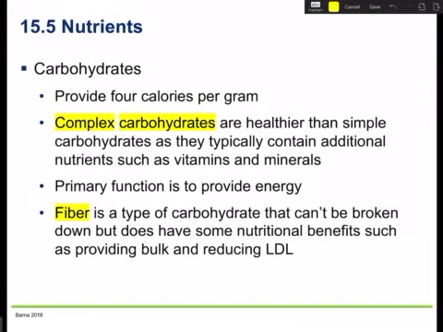Fiber is a type of polysaccharide. It is not broken down in the body, but when it makes its way into the large intestines, it provides us some bulking-like agents, okay? And it also helps reduce LDLs, which is low-density lipoproteins. Those transport cholesterol to our blood, whereas you may have heard of HDL. HDLs transport cholesterol to our liver, and we excrete it out of the body. We want low LDLs, and we want high HDLs.